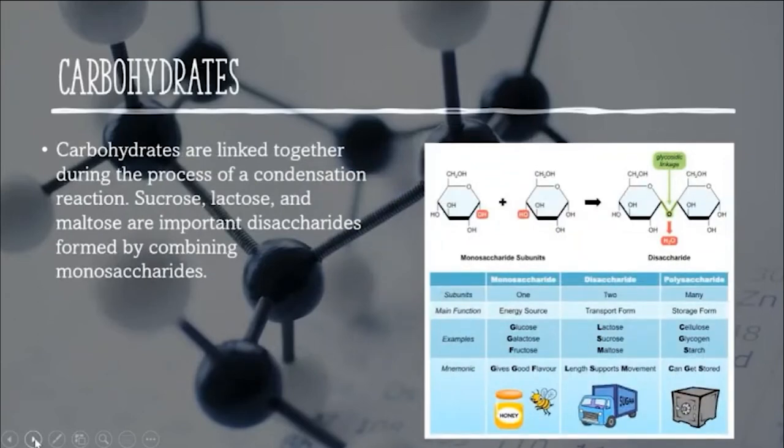So next on to carbohydrates. So condensation reactions form glycosidic linkages. You're going to need to know sucrose, lactose, and maltose as important disaccharides. You should know their components too. Maltose is a glucose and a glucose, lactose is a galactose and a glucose, and sucrose is a fructose and a glucose. They're all glucose plus something else.